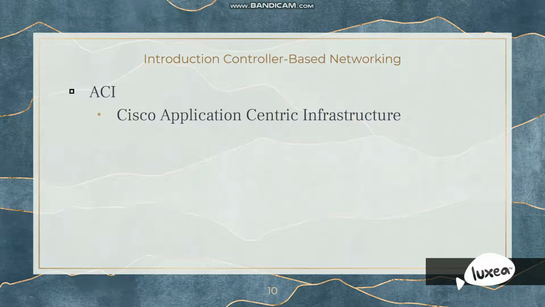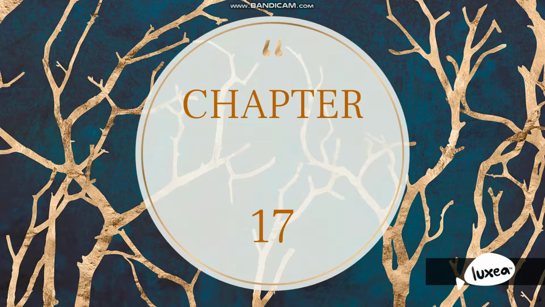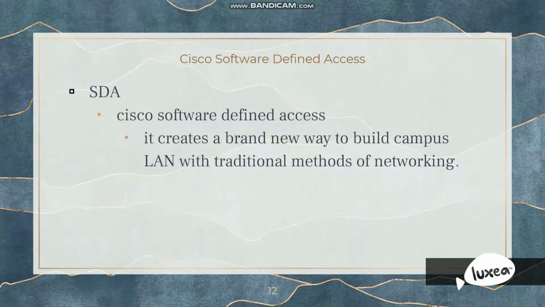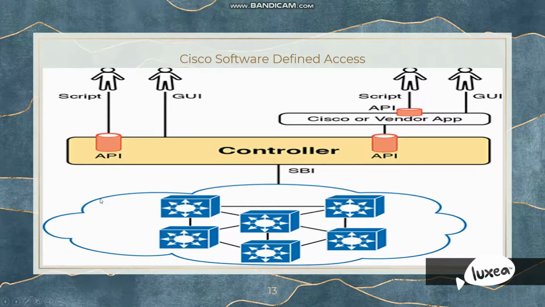So, let's go to the next chapter. Chapter 17. SDA, okay, what is that? Cisco Software Defined Access. So what is SDA? Cisco Software Defined Access, as I said, creates a brand new way to build a campus LAN compared with the traditional method of networking. This one still uses a physical network with switches and other services. In this picture, the DNA Center is the controller, which we see for SDA networks in the middle.